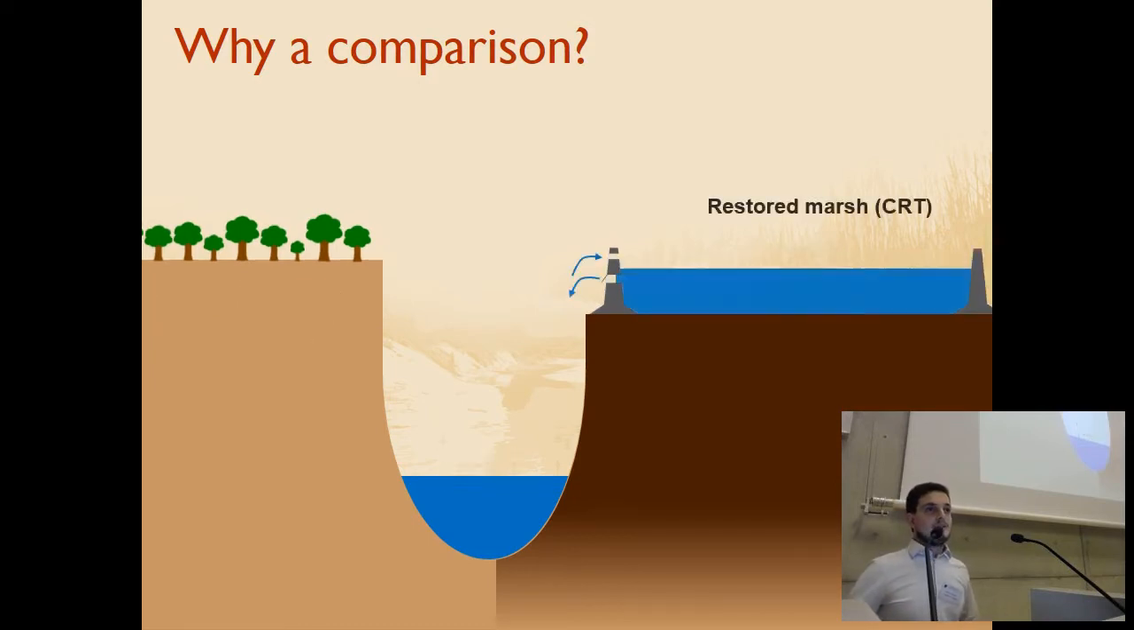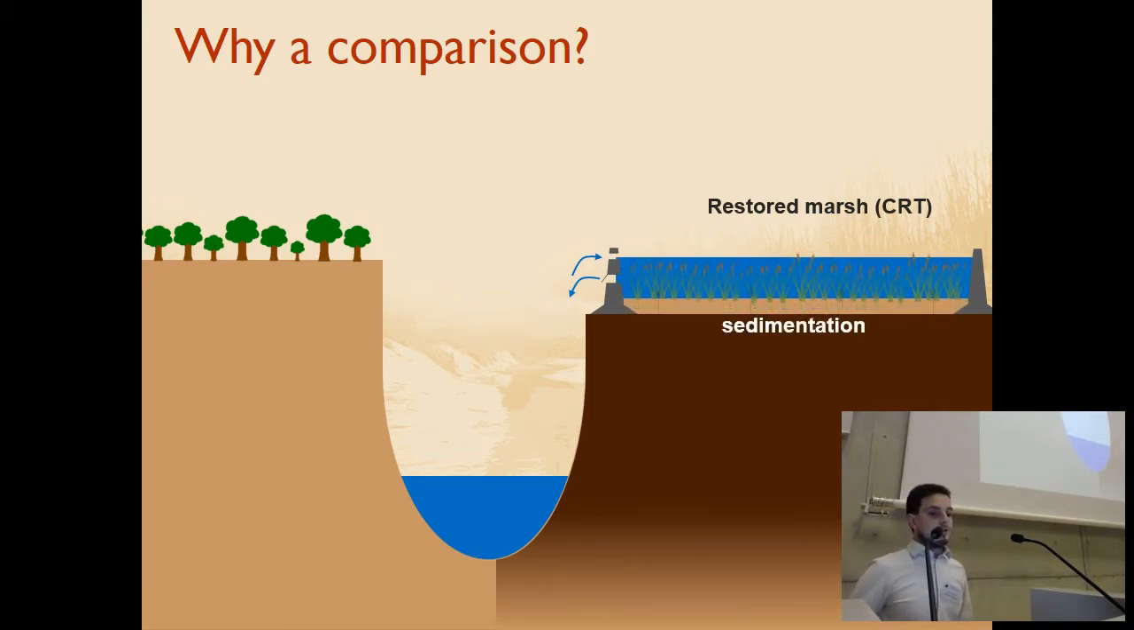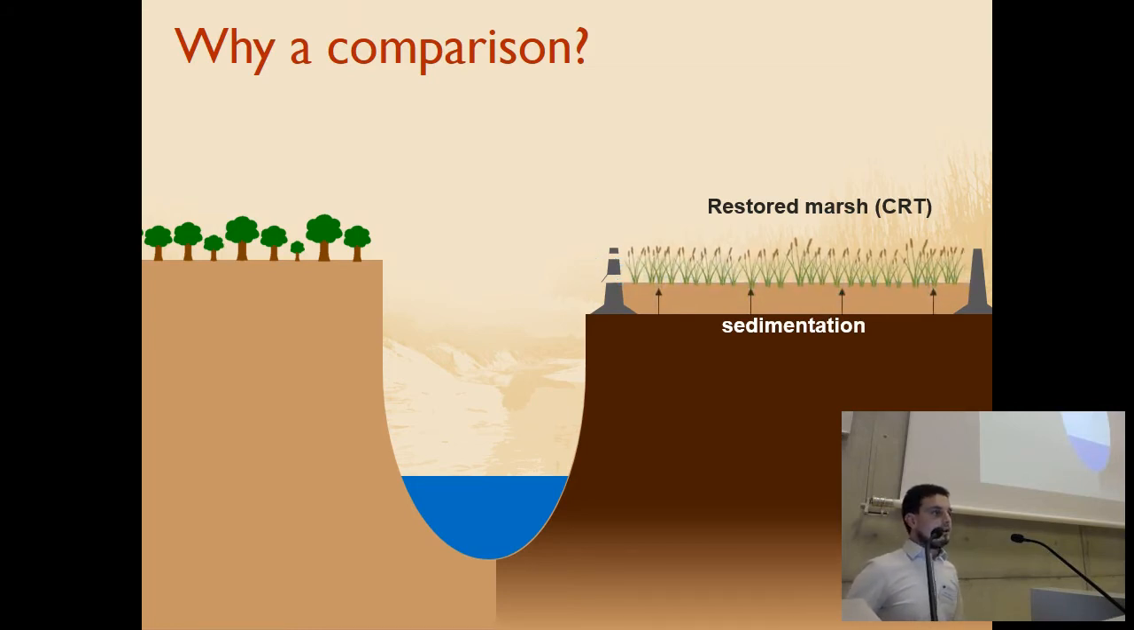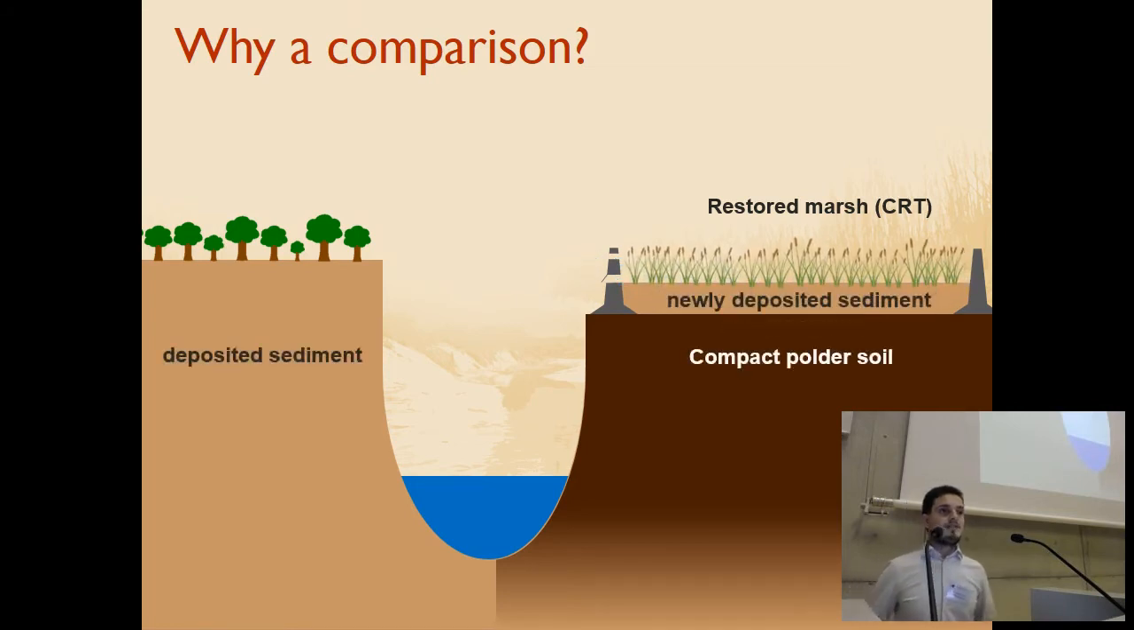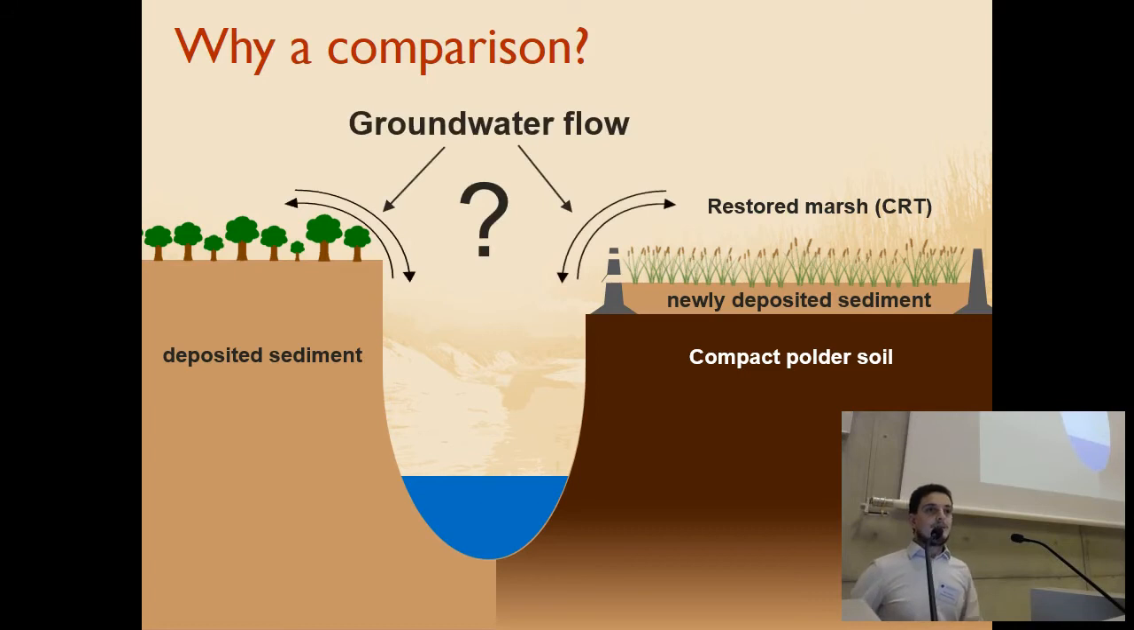Now, more and more, these polder areas are transformed back into restored tidal marshes, and what happens then is that new vegetation develops and sedimentation occurs again, so that in the end, we end up with a situation where we have in the natural marsh a soil consisting of only the deposited sediment, and in the restored tidal marsh, a thin layer of newly deposited sediment and an underlying layer of the thick, compact polder soil. Now, because groundwater flow is inherently dependent on soil properties, we might just expect that there is a difference in groundwater flow between the natural and the restored tidal marsh. And that is what my master thesis was about.